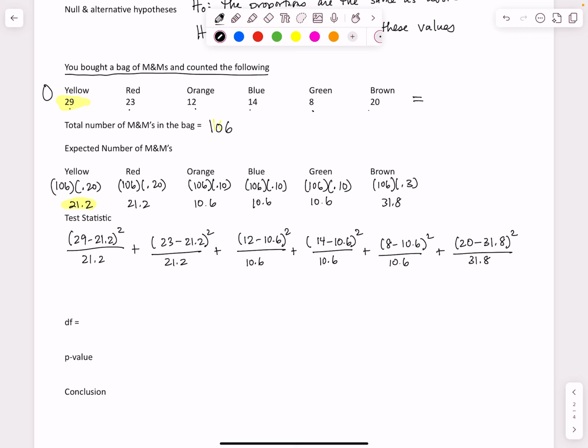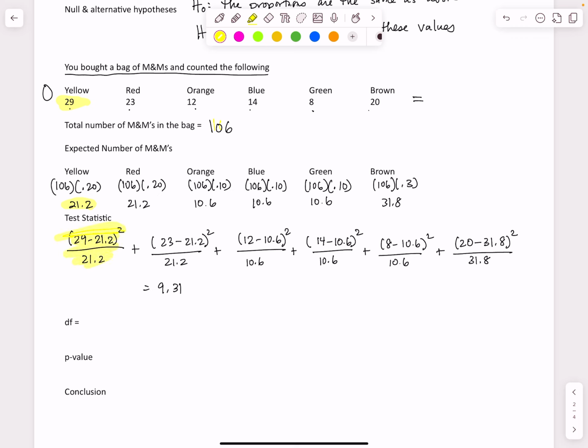And when you work this out, you get 9.31. Let me go ahead and highlight a few of these. Maybe it'll help a little bit. Oops, I keep doing that. Grabbing the wrong one. Let me get my highlighter.